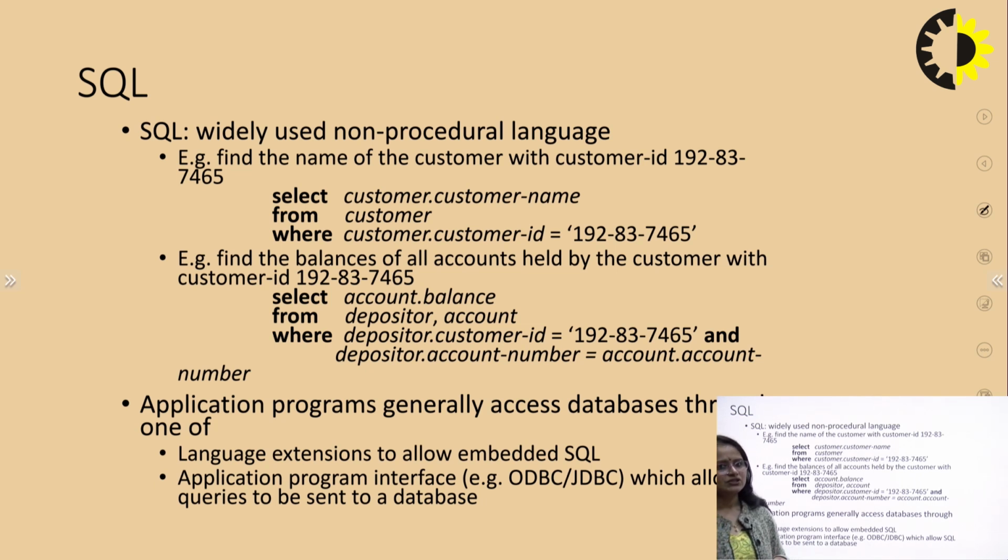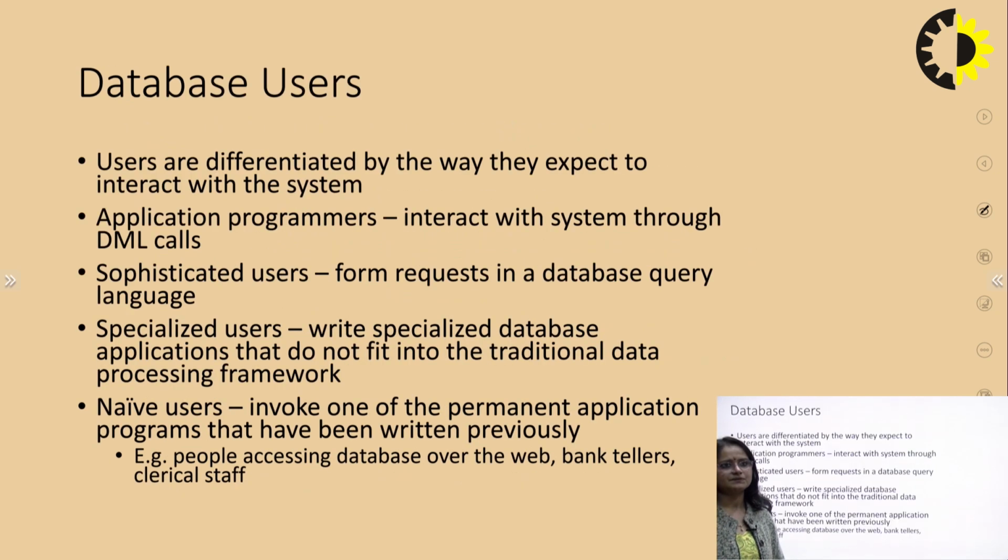So now the condition is: in the depositor table, the customer ID is 192837465, and the depositor's account number is equal to the account's account number. There are two different tables, so there must be a common column. In this way, we can represent SQL. Application programs generally access the database through one of the language extensions to allow embedded SQL, or through application program interfaces like ODBC and JDBC, which allow SQL queries to be sent to the database.